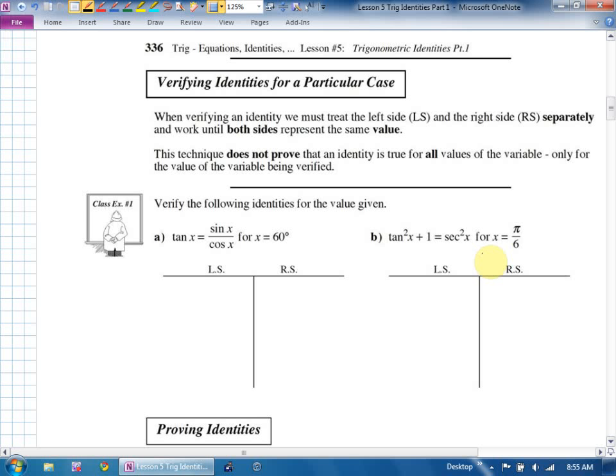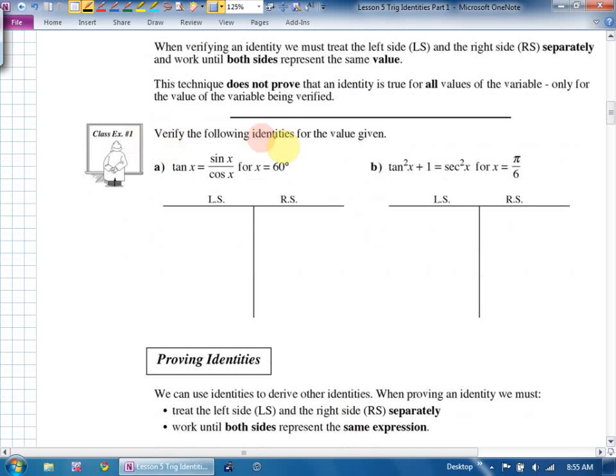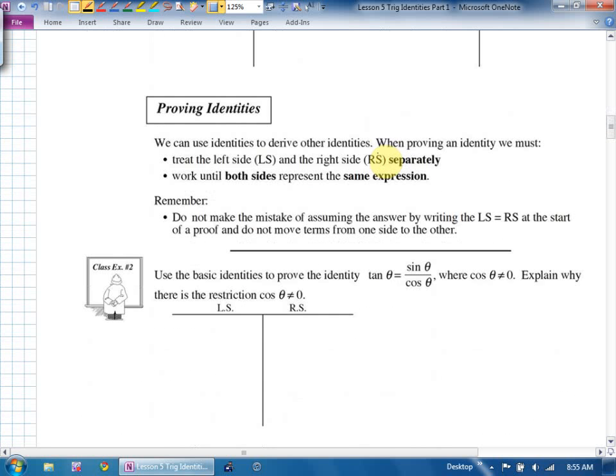I have to work on one side or the other side and try and make the one side look just like the other side. So these are sort of brain teasers, these are sort of puzzles. Example one says, verify the following identities for the value given. I'm just going to tell you for what it's worth, if you put a 60 degrees there and there and there, it will work. These ones we're not really going to be doing. I want to get to proving identities.